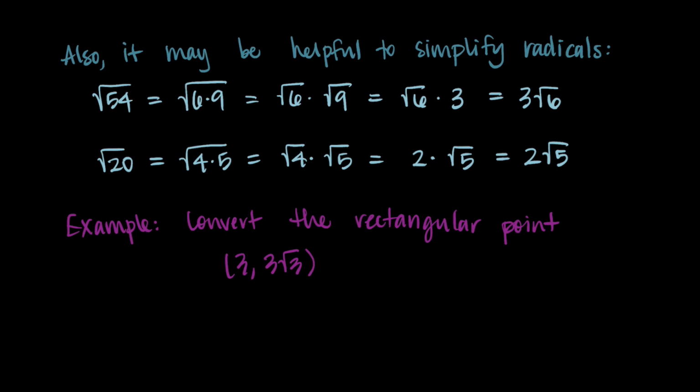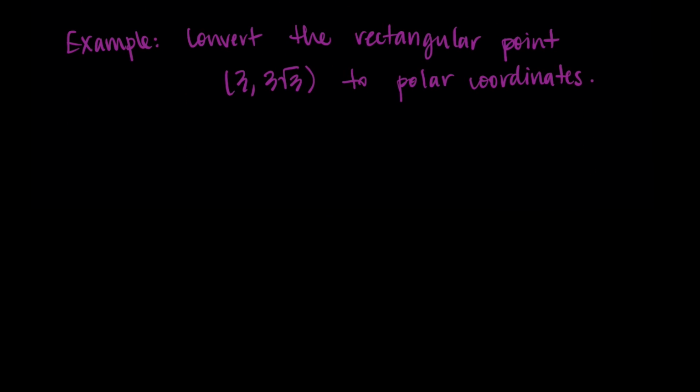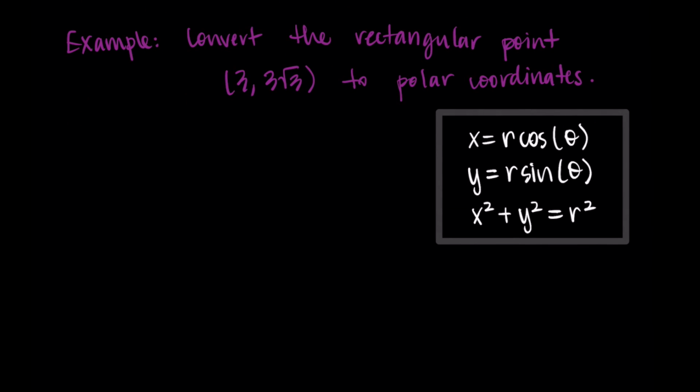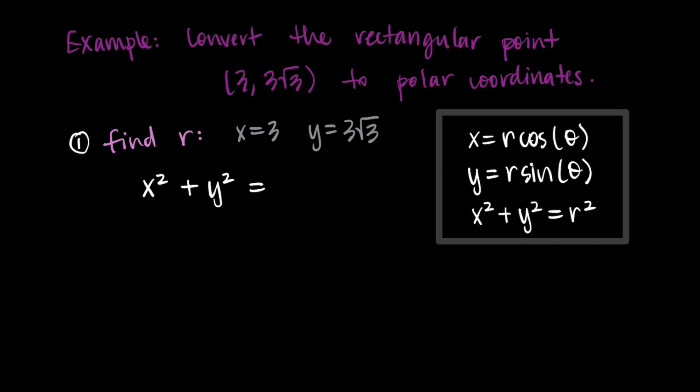Let's convert the rectangular point 3, 3 times the square root of 3 to polar coordinates. And I'll put my formulas here. Our first step is going to be to find the radius r. My x is that 3, and my y is the 3 times the square root of 3. I'm going to put these values into my formula x squared plus y squared equals r squared. So I have 3 squared plus 3 times the square root of 3, squared, equals r squared. And now I just need to simplify.